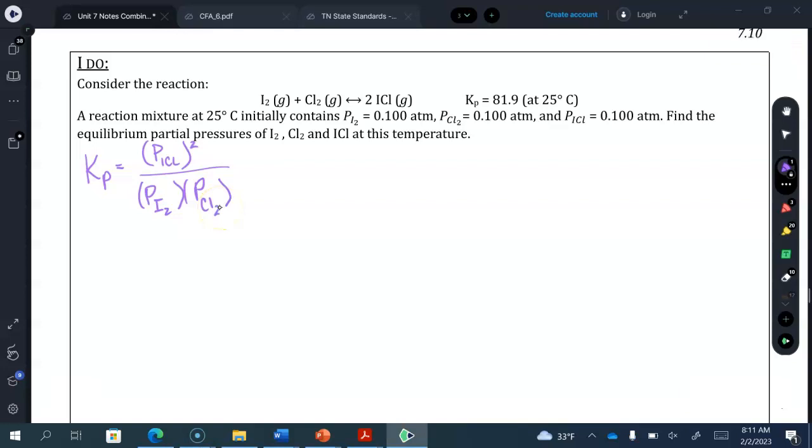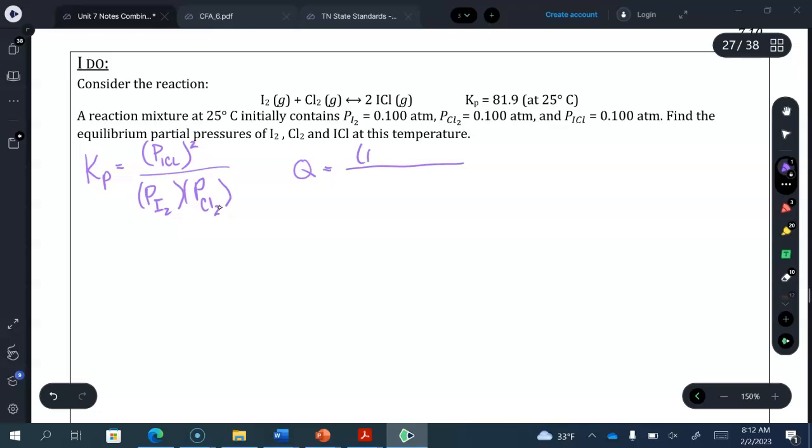Okay, so now that we know that and we know what Kp is, we're now going to write our Q, or not write, but calculate Q. So we have 0.1 squared divided by... And when we solve this, we see that Q is 1. So Q is less than K, so we're going to shift in the forward direction.